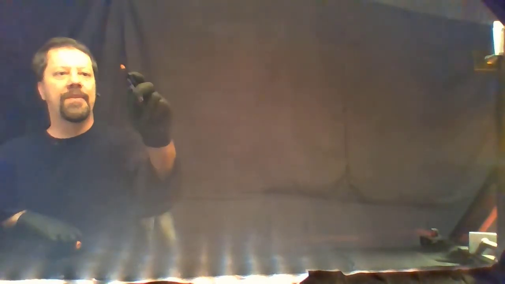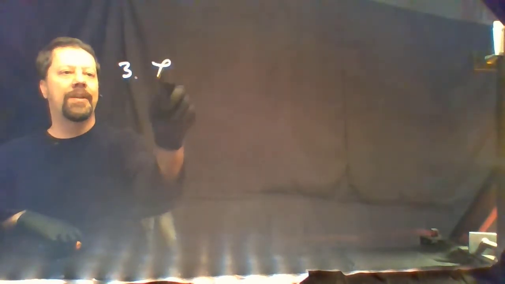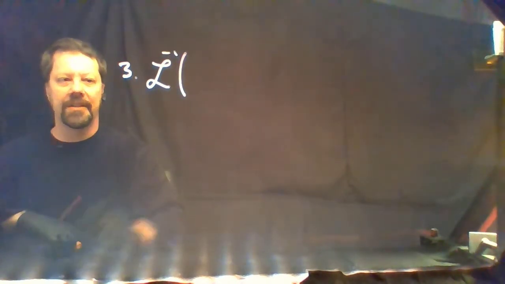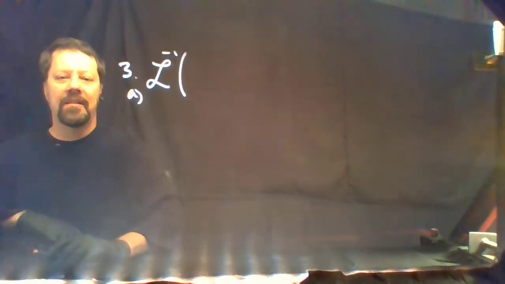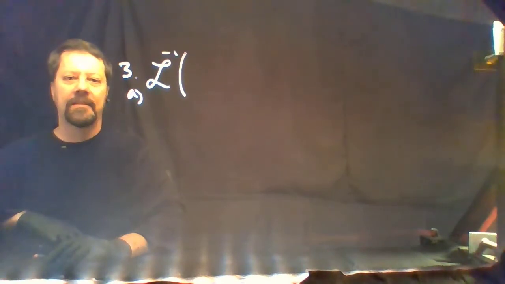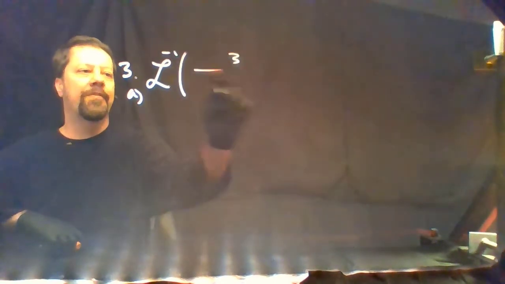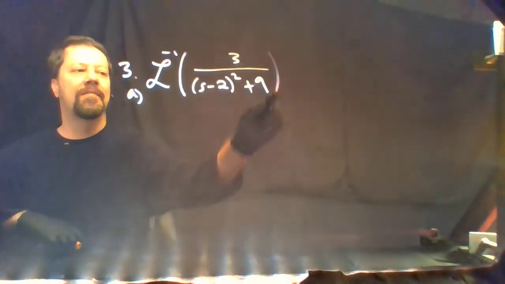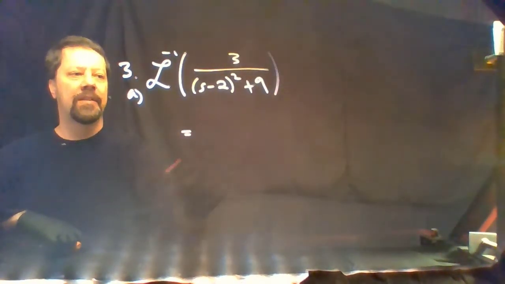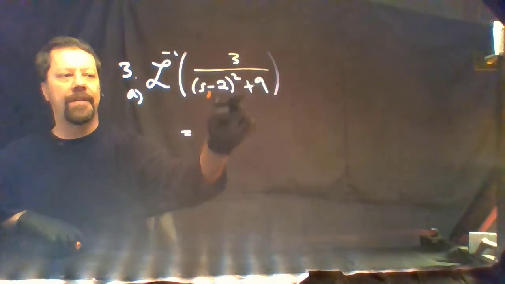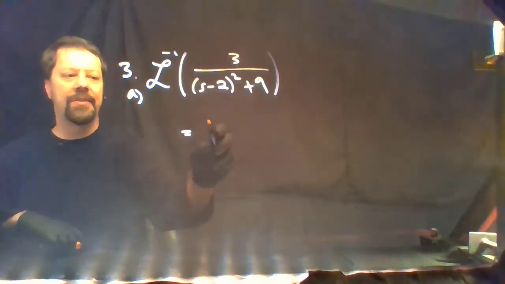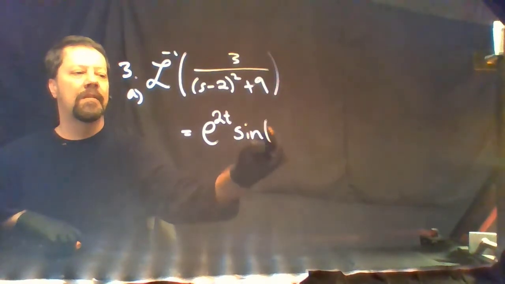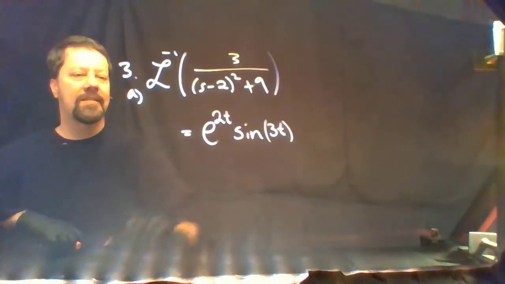On problem 3, I want you to calculate the inverse Laplace transform of various functions. On part A, calculate the inverse Laplace transform of 3 over s minus 2 squared plus 9. You can see that we're going to have a sine function here, but with an e to the 2t. So we get e to the 2t sine of 3t.